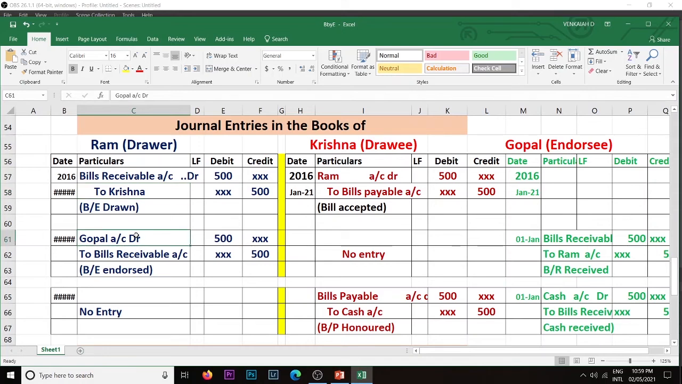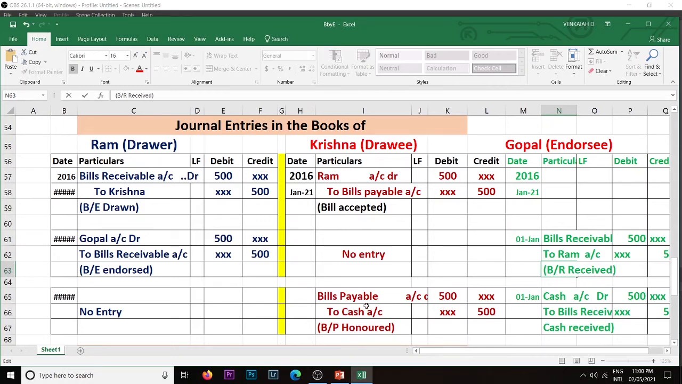Now the bill is with Ram. Ram endorsed this bill to Gopal. So the bills receivable is going out, that's why it is credited. Gopal is the receiver, so he is debited: Gopal account debit to bills receivable account. Now coming to the books of Gopal, the endorsee. He is receiving the bills receivable from Ram. That's why his entry will be bills receivable account debit to Ram account.